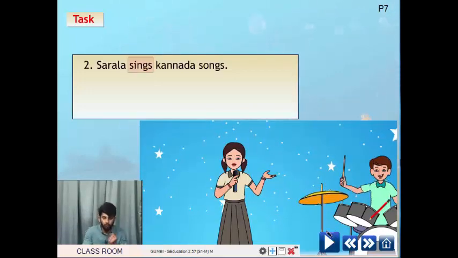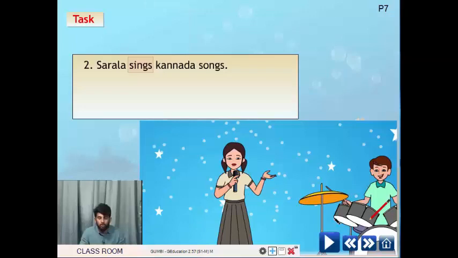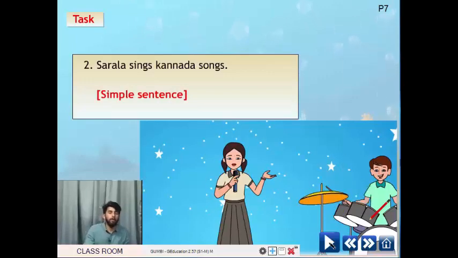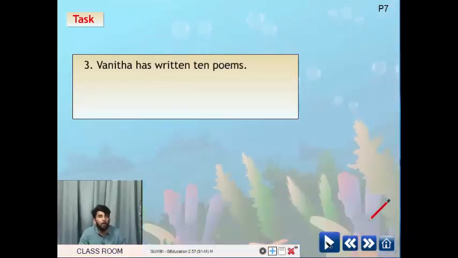Okay. So you have only one verb, that is sings. Sarala sings Kannada songs. So there is only one verb. So this is a simple sentence. Alright. So let us see the next example.